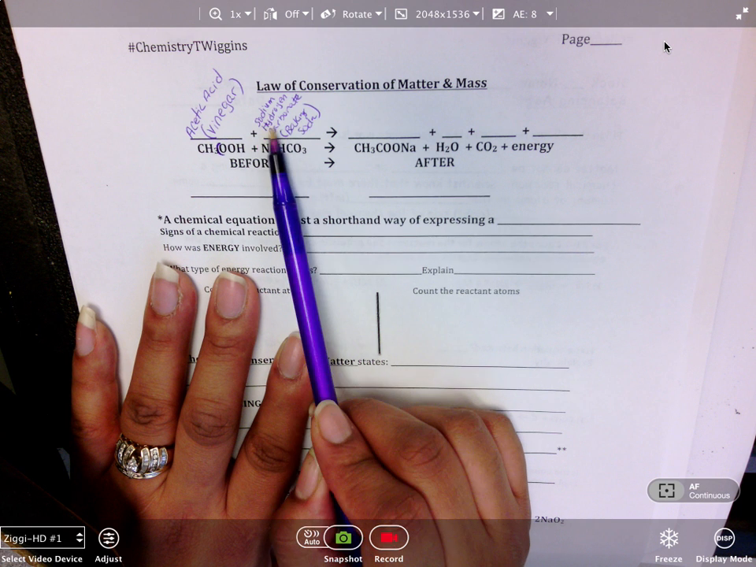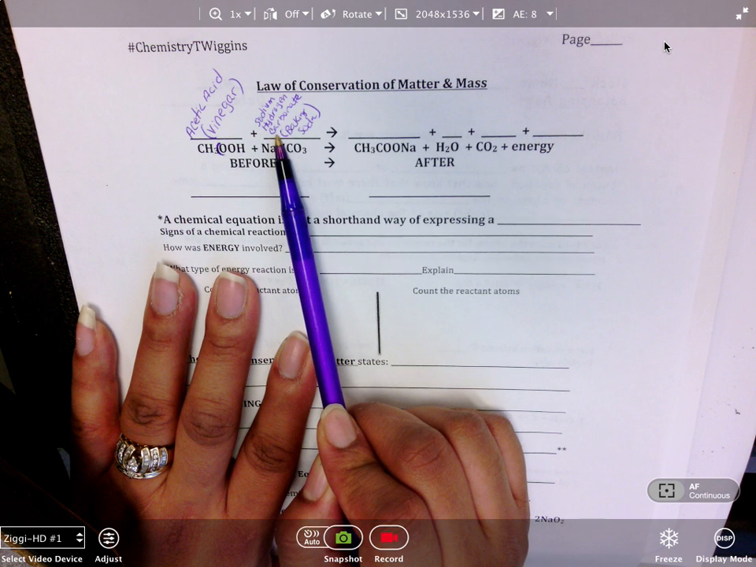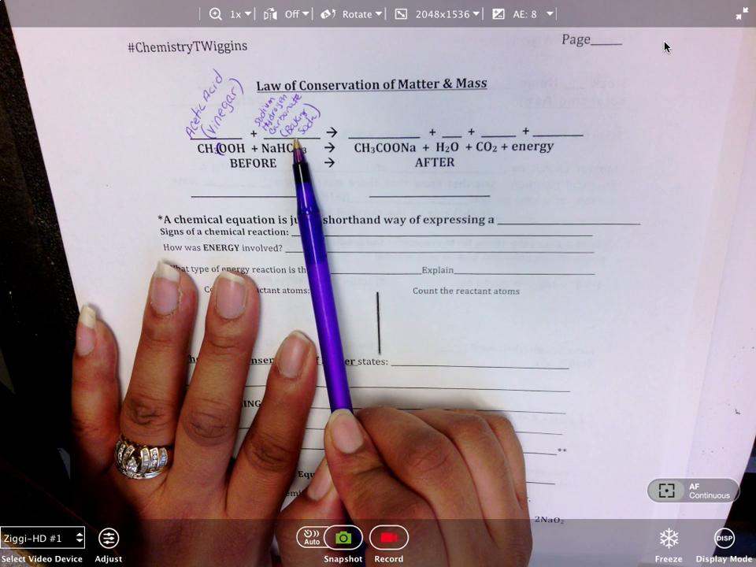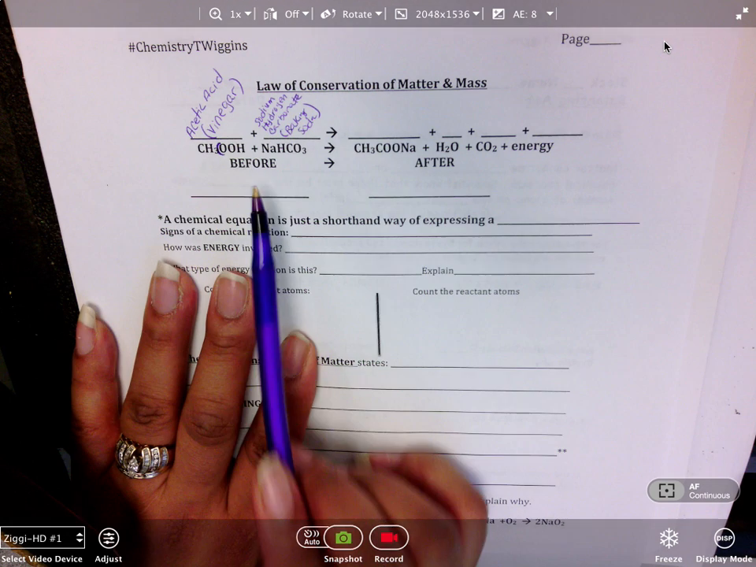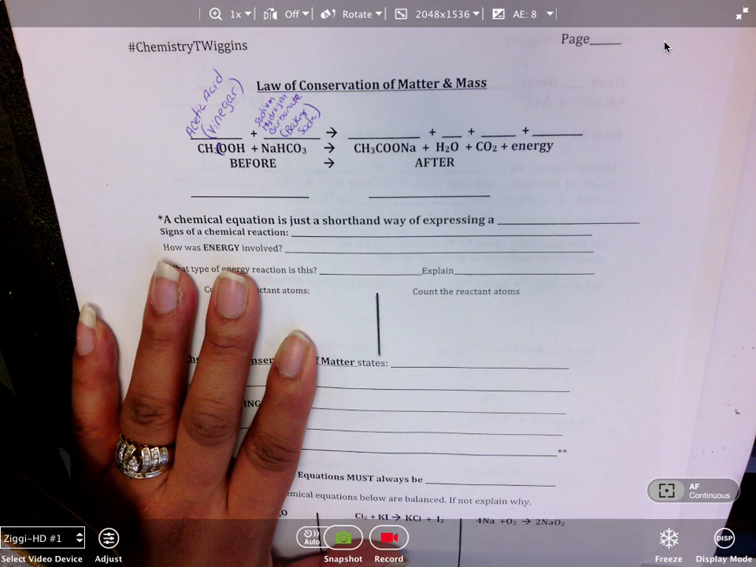Sodium hydrogen carbonate, which is baking soda. When we put those two things together, you've all done it before, especially if you made a volcano. But if you never made that, then you've seen it somewhere on a YouTube video or somewhere.